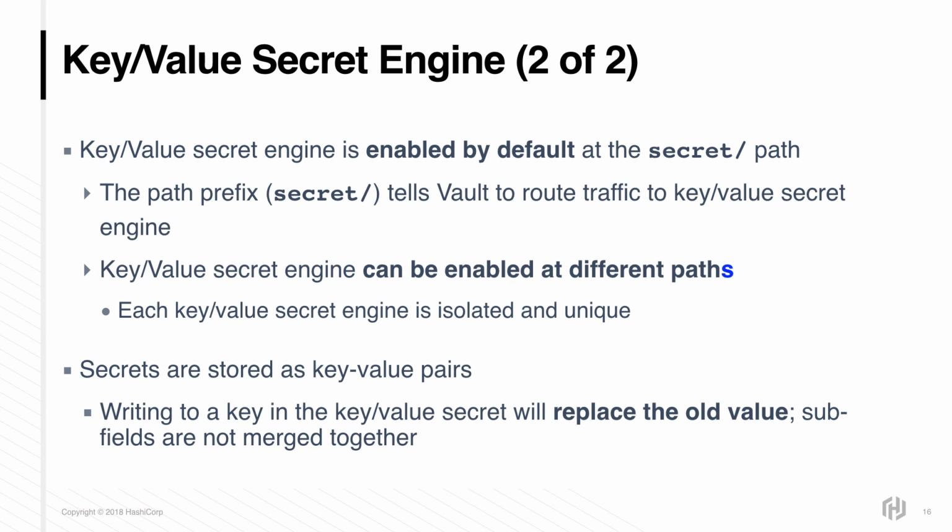It is possible to mount the KV secret engine to alternative paths concurrently. In doing so, each concurrent KV secret engine mount will be isolated and unique. Secrets are always stored as key-value pairs. Writing to an existing key in the key-value secret will replace the previous value. Subfields are not merged together.